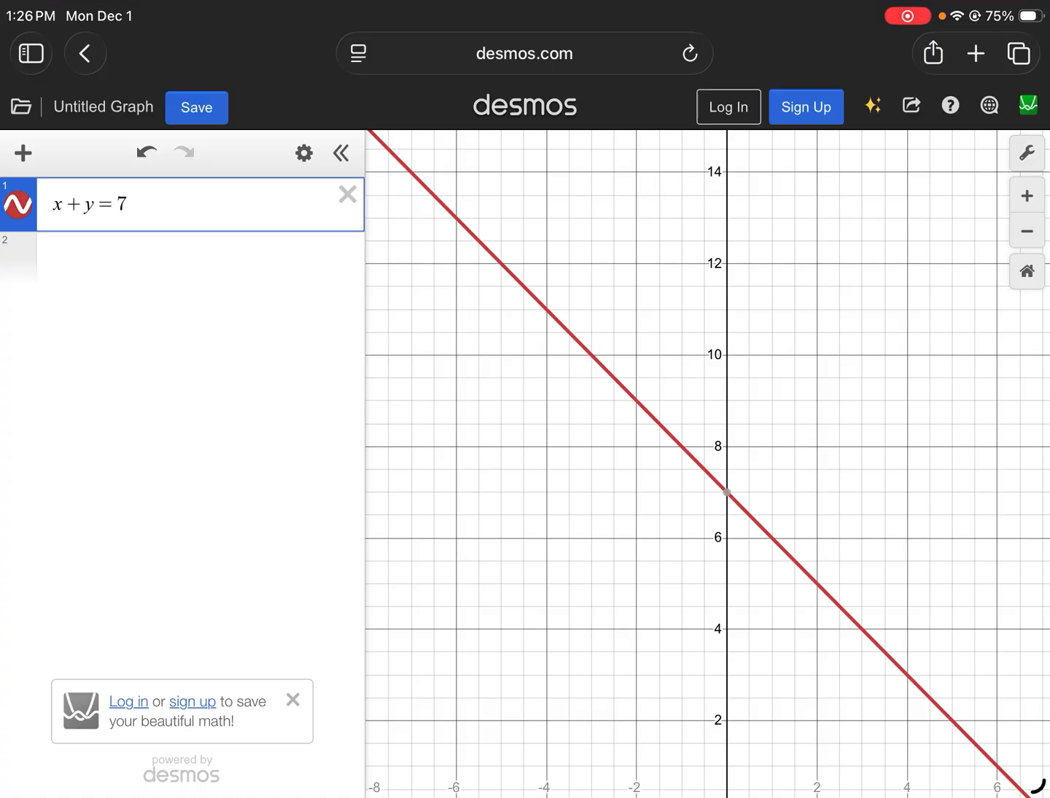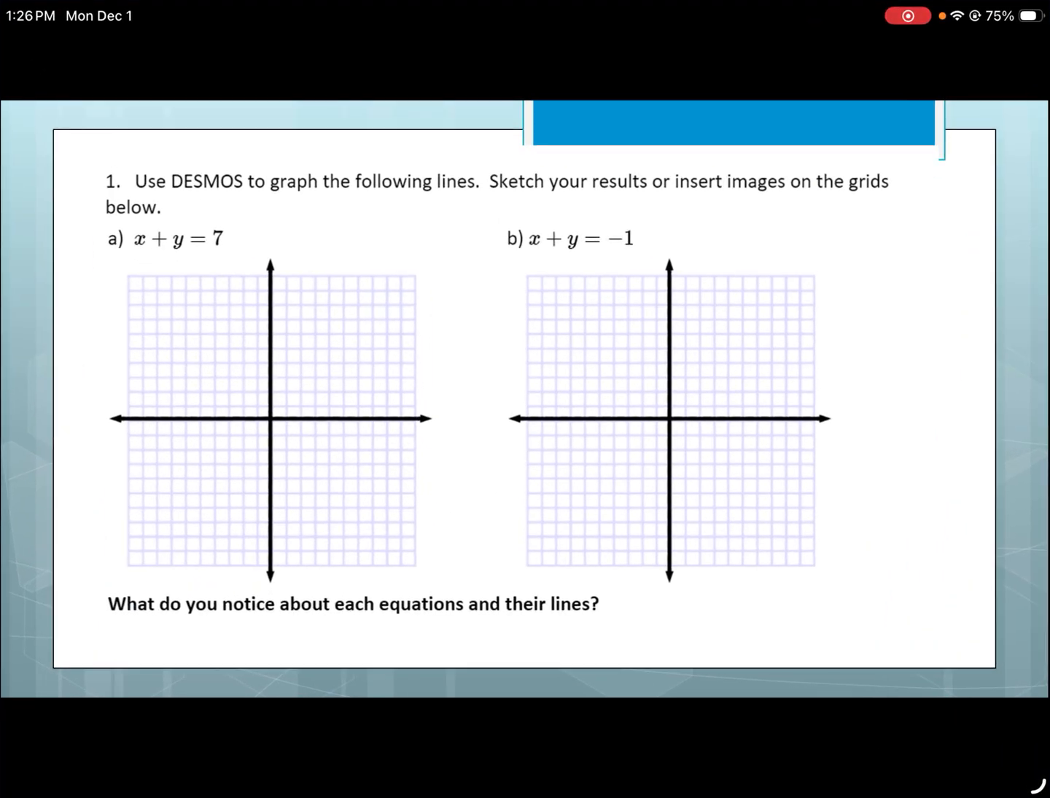So this is a new way of looking at a graph. We're used to y equals mx plus b. And then now we have x plus y equals something. And effectively, it's ax plus by equals something.